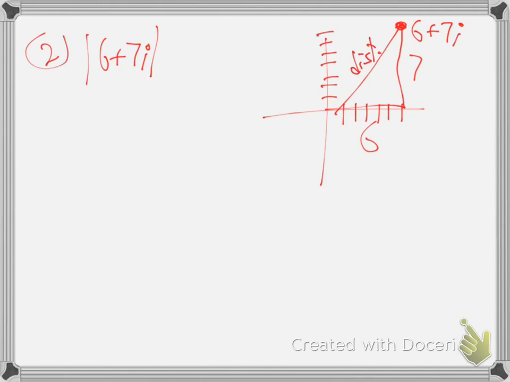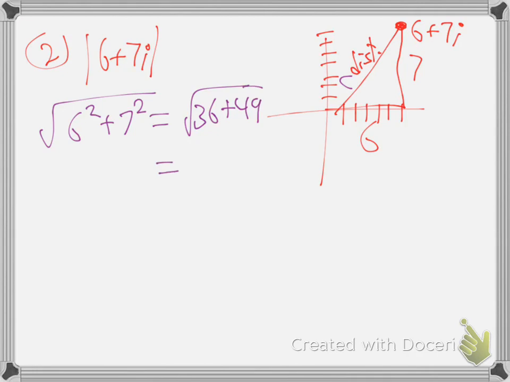Pythag, right? A squared plus b squared is c squared. So it's the root of a squared plus b squared. It's the square root of 6 squared plus 7 squared, square root of 36 plus 49. What is that? 85? Square root of 85? So there's a big one, like you're saying, Clarence.